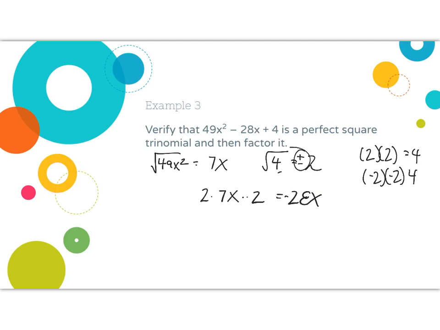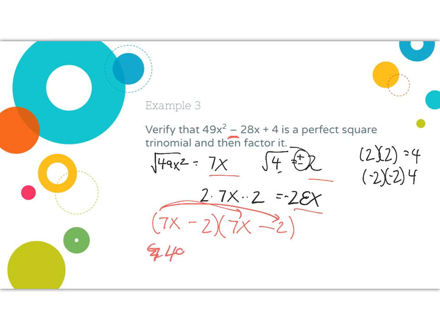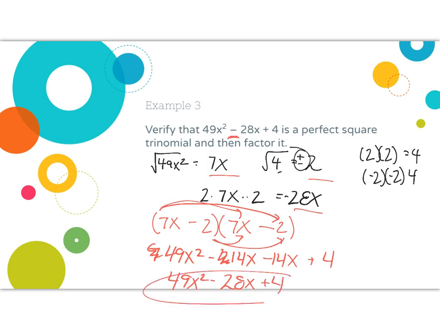We could also see that once we verified that these numbers are correct, we can go ahead and put their signs in. So 7x and 2, 7x and 2. These will be separated by subtraction because our middle term is a negative. If you went and FOILed this out, so 7x times 7x is 49x squared, minus 14x, minus 14x, plus 4. So we end up with 49x squared minus 28x plus 4. That is exactly the same as what we got to start with.